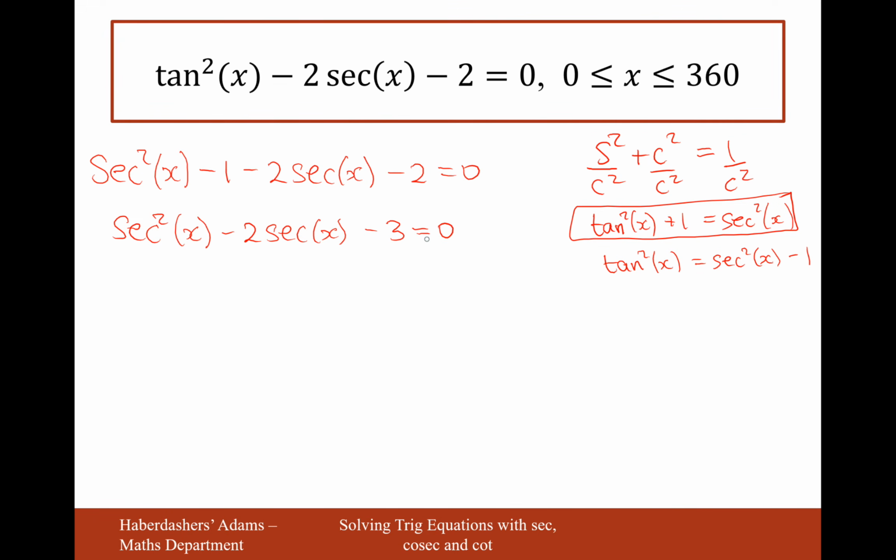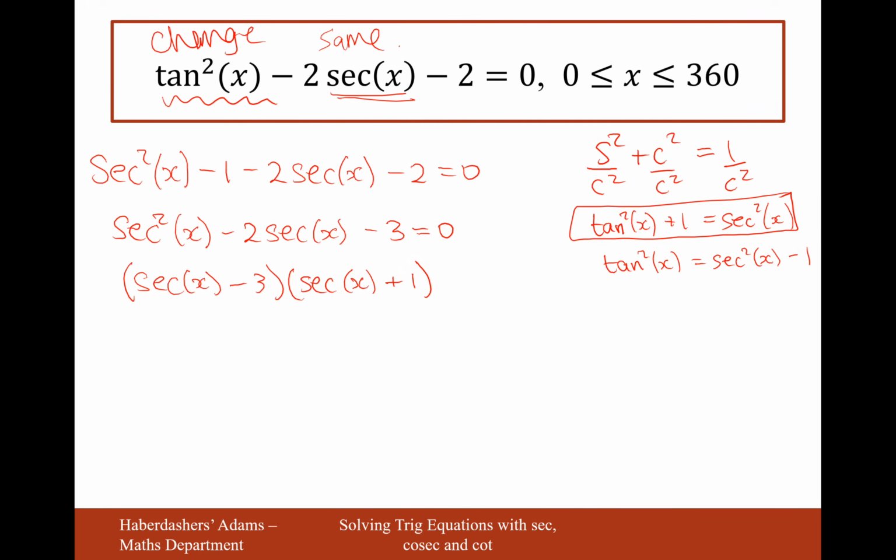And you can see what I've created here. I've created a quadratic in terms of sec. It's always going to be the linear one that stays, and you always transform the quadratic one. This one will change, and this one will stay the same. Let's now factorize it. Sec x minus 3 and sec x plus 1. So I've now got two equations for the price of one here. I've got sec x equals 3, or in other words, cos x equals 1/3. Or I've got sec x equals minus 1, in which case cos x equals minus 1.